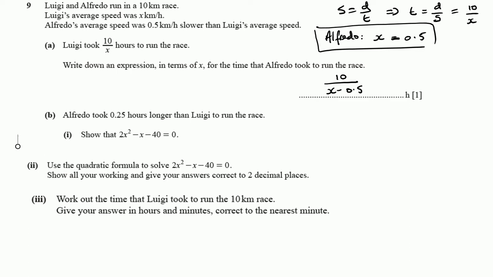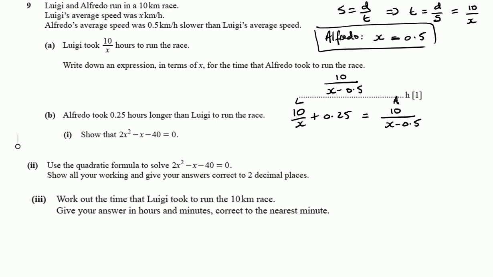So let's have a look at what we know. Luigi took 10 over x hours to run the race. Now Alfredo took a bit longer. So if we were to add 0.25 hours to Luigi's time, that would give us Alfredo's time. And we wrote an expression for that, that's 10 over x minus 0.5. So that's Luigi's time over there. Add a little bit, and you get Alfredo's time. Now I have an equation and I want to work towards solving it.